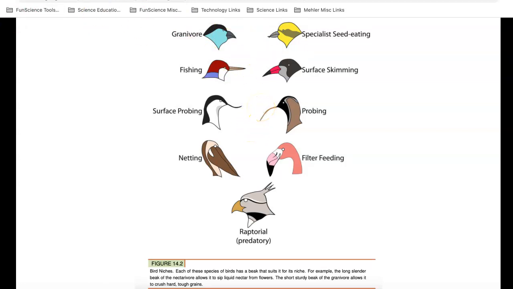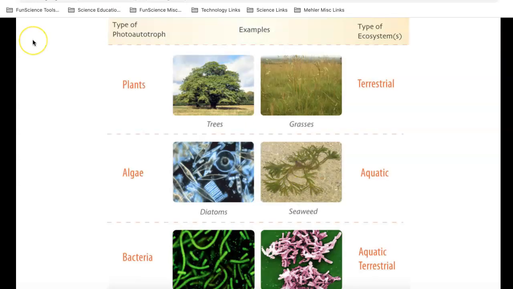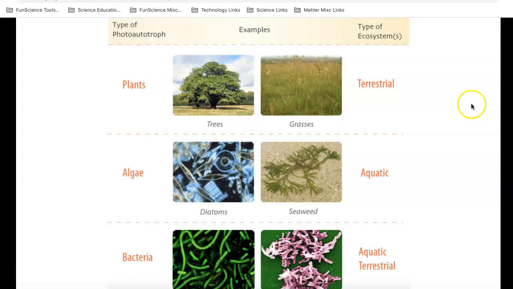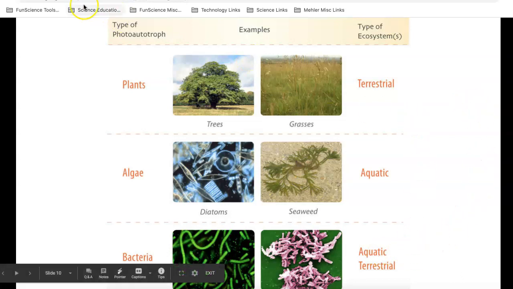Here we have a picture from your text which talks about the different types of phototrophs in an ecosystem. So for example, trees and grasses would be in terrestrial ecosystems. Terrestrial means they're just on land. Algae, in this case diatoms, and seaweed would be found in aquatic ecosystems. And bacteria could also be found in either one, aquatic or terrestrial.